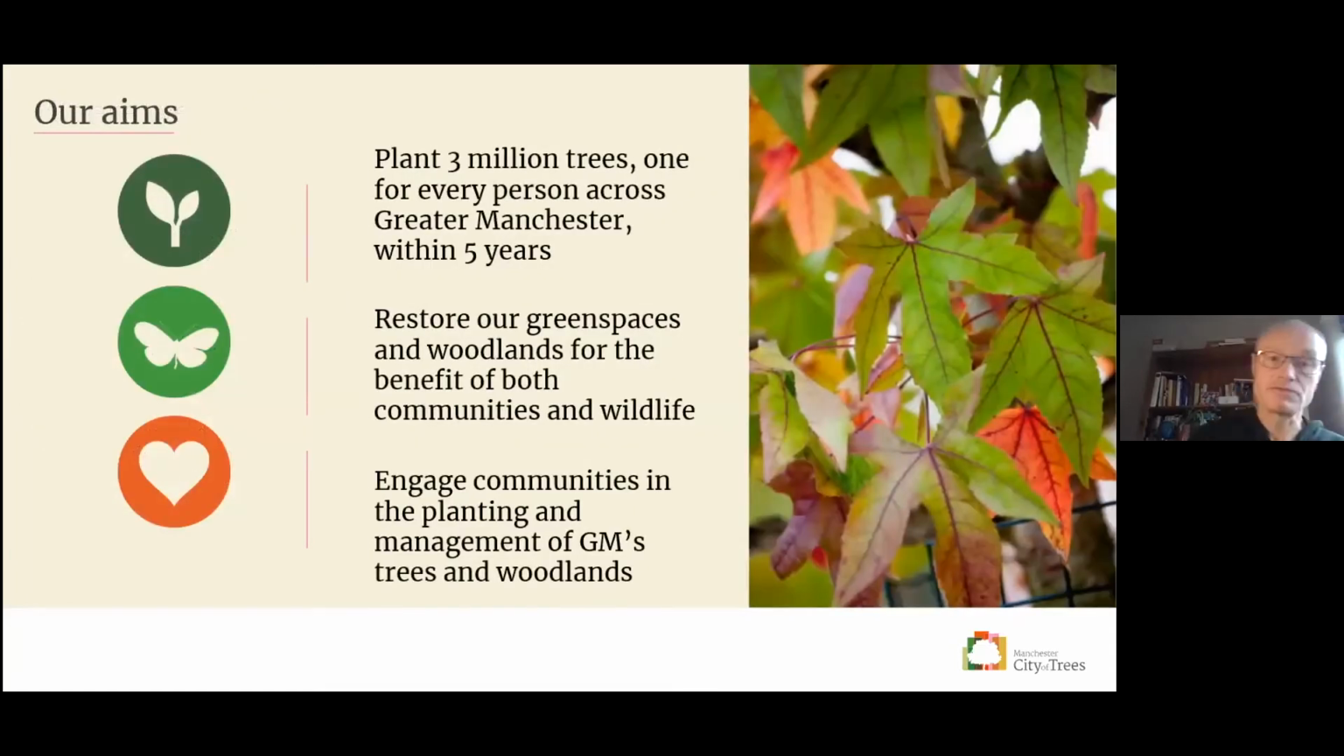So briefly, these are our aims. We want to plant 3 million trees across Greater Manchester. So effectively 1 tree for every person in the city region, and that's in the next 5 years, so an ambitious target. It's not just about planting trees, we also need to improve our green spaces, and from our perspective, managing the existing woodlands that we have is incredibly important. And key to all of this is engaging communities in all of our work so that people will take ownership of what we deliver.